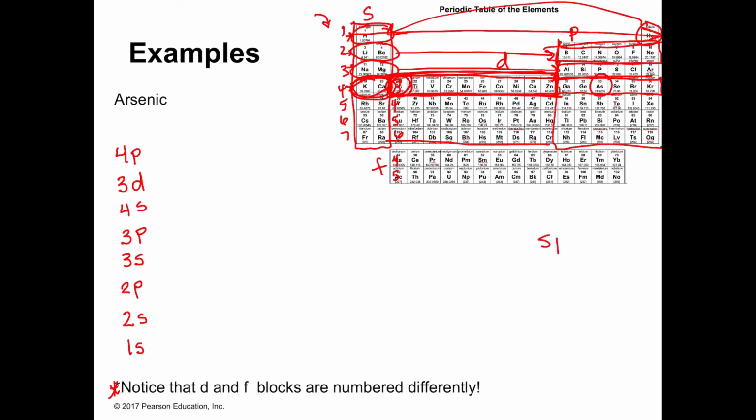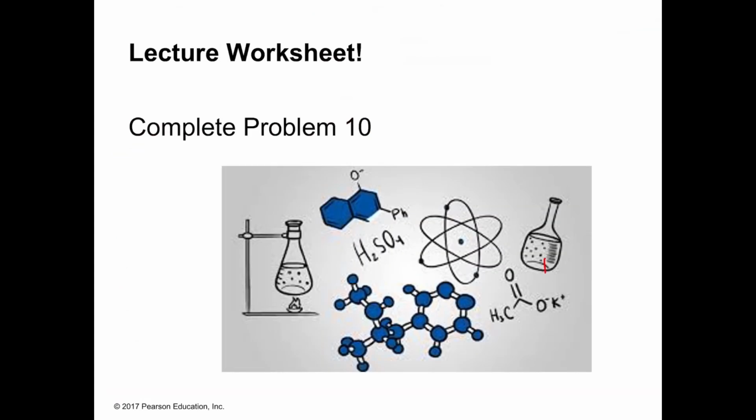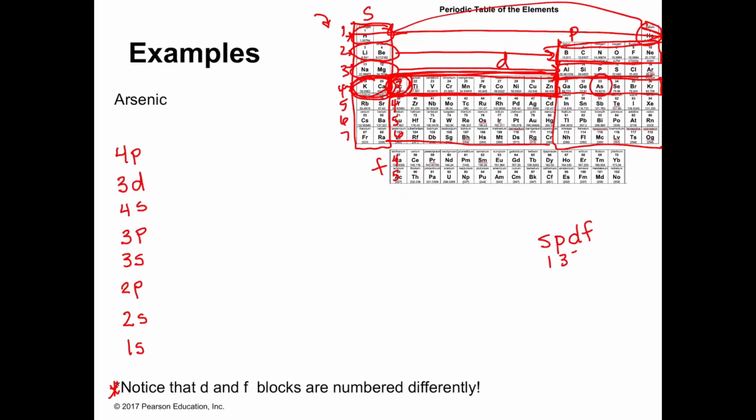Then we remember SPDF is odd, so we go 1, 3, 5, 7. So for every s orbital, we get 1 orbital. We have 3 p orbitals.